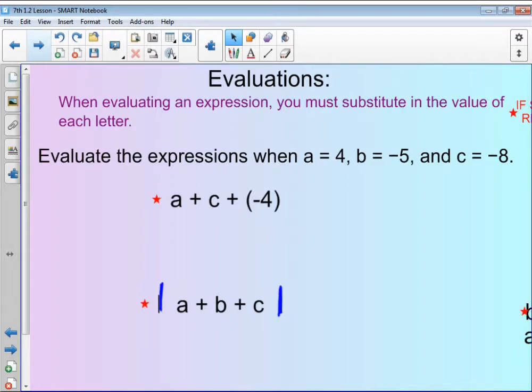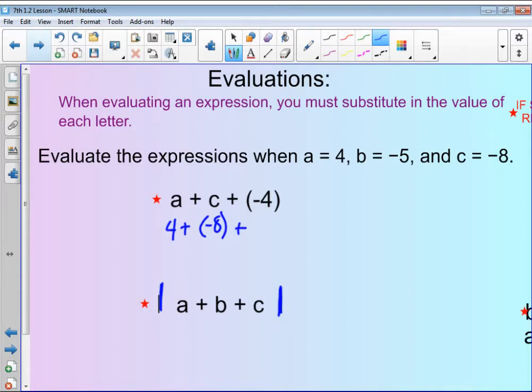Okay, so let's go ahead and go through these. Hopefully you paused the video and had time to work through it. So I'm going to do my substituting in. So A was 4 plus C was negative 8. I'm going to put that in a parenthesis just so it doesn't look so confusing. Plus this I'm just going to carry down, negative 4. They didn't put a letter there.